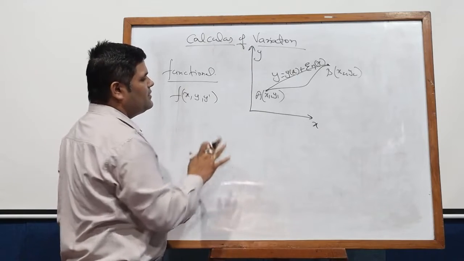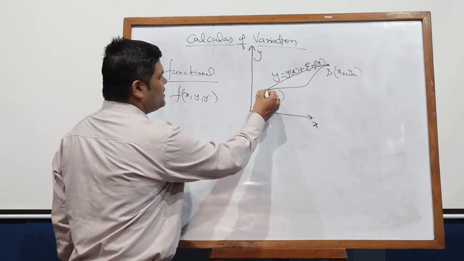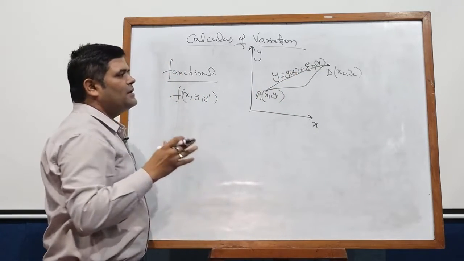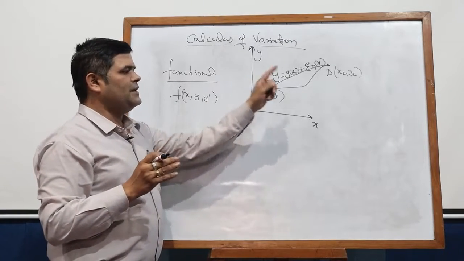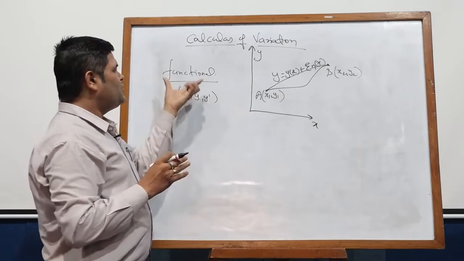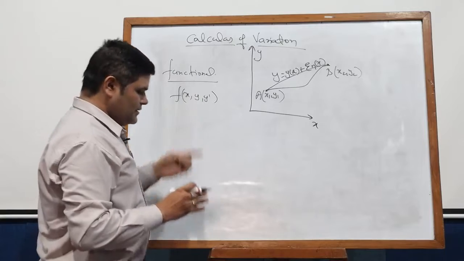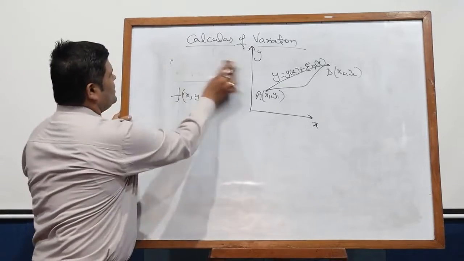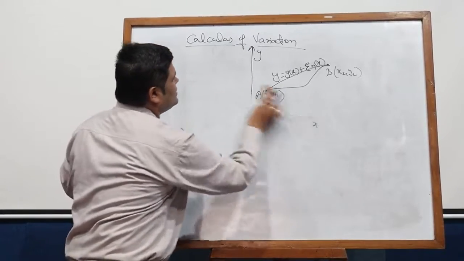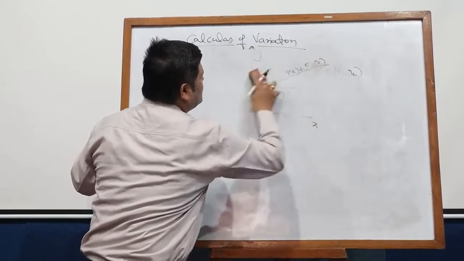First of all, this is a curve in which there are two points a and b, and we are going to find the minimum length between the points a and b. For this we are introducing these functionals, and after that we start with this problem.